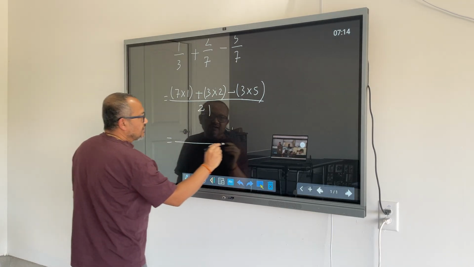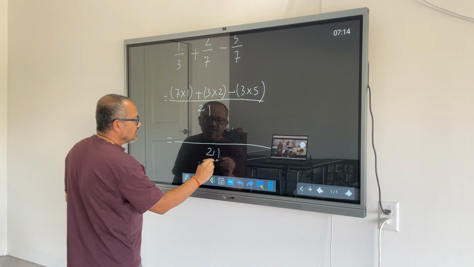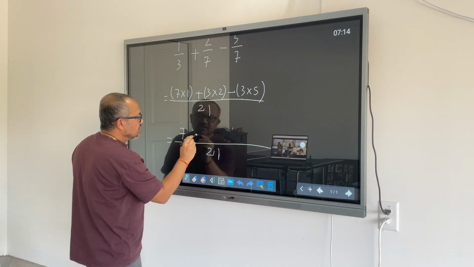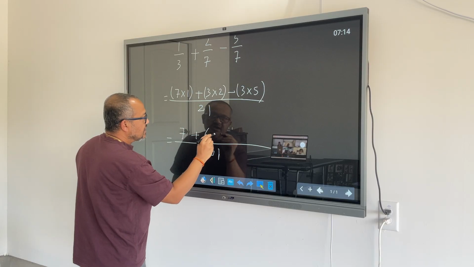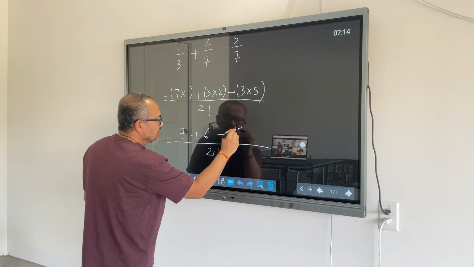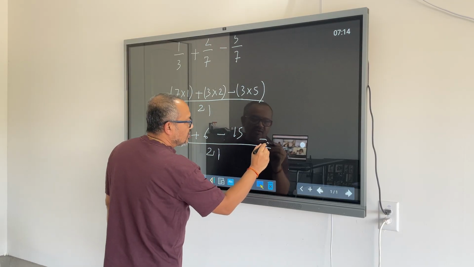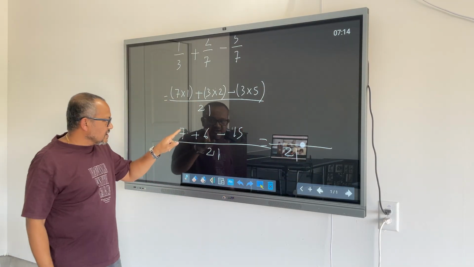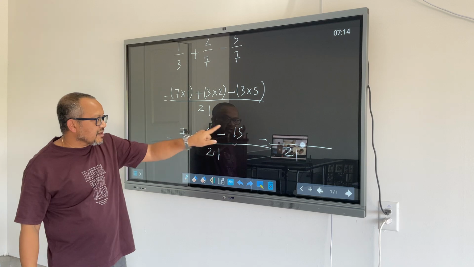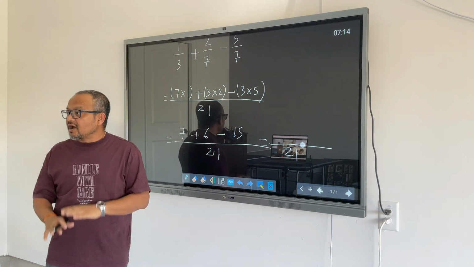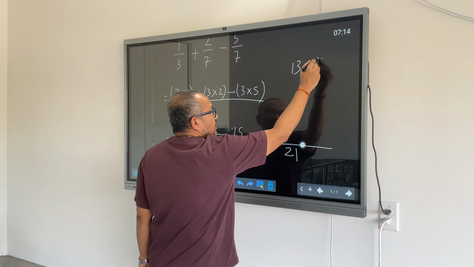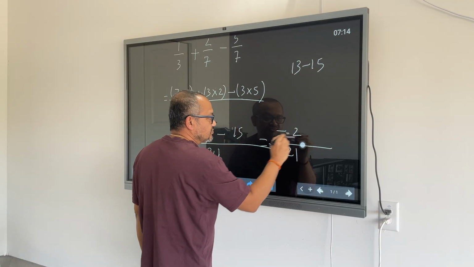So, what do we have now here? 21 here. 7 times 1 is 7. Plus 3 times 2 is 6. Minus 3 times 5 is 15. What did it become? 21 remains 21. 7 plus 6 is 13. Minus 15. 13 minus 15. That gives me a minus 2.